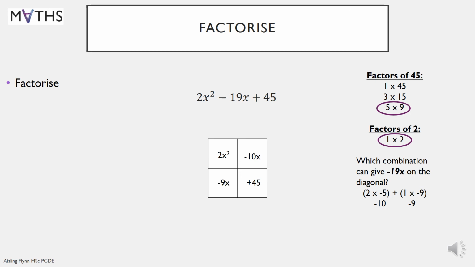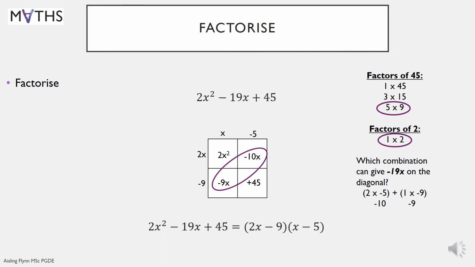So let's put those into our table. Let's take out common factors. So 2, oh yeah, there's our diagonal. So 2x on the top row, just x on the left, minus 5 on the right, and minus 9 on the bottom row. And there's my answer. Pause that and go back through it if you need to.